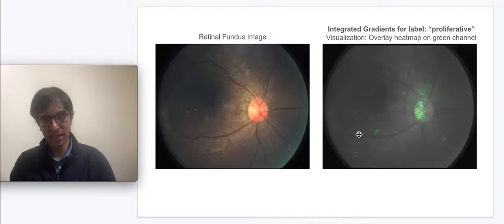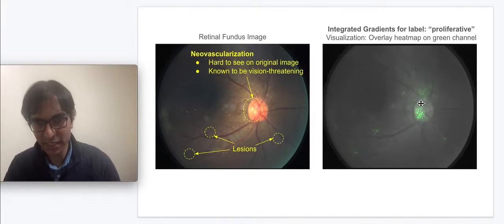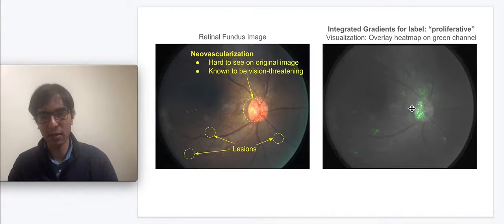So here it turns out that the model and the attributions catch very meaningful patterns. So these green regions outside the optic disc are essentially lesions, and what the model is catching inside the optic disc is neovascularization, which are these tiny blood vessels that are hard to see for the naked eye, but the model catches them. And the presence of these blood vessels is a strong indicator of proliferative DR. So it's good that the model is able to catch that, and the attributions are able to surface that.